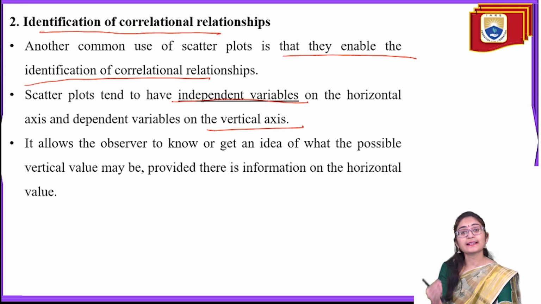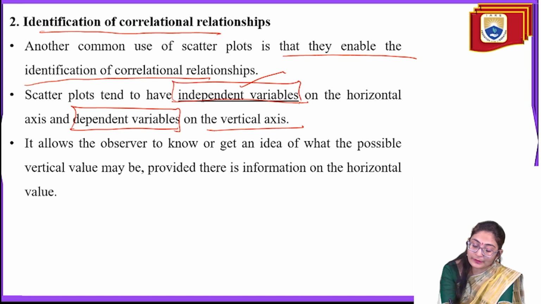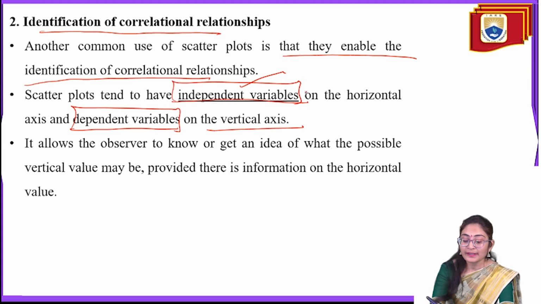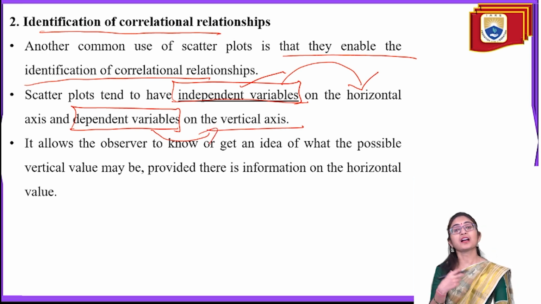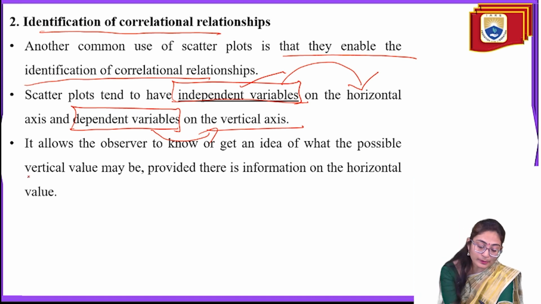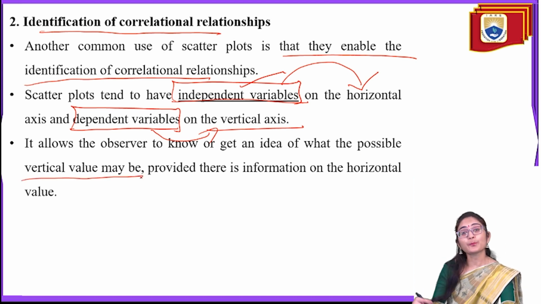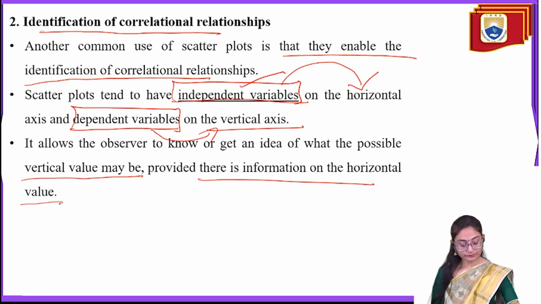If you are using a scatter plot, you have two types of variables, one independent variable and another dependent variable. The independent variable is represented on the horizontal axis, and the dependent variable is shown on the vertical axis, and it allows the observer to get an idea of what the possible vertical value may be, provided there is information on the horizontal value.